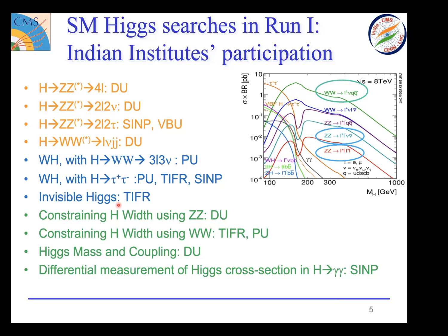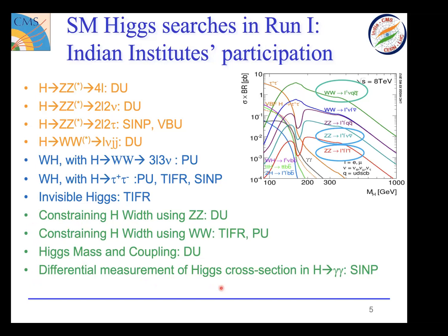And once the Higgs boson was discovered, the properties of the Higgs boson were also studied. For example, constraining the Higgs boson width using the ZZ and the WW channel, combination to give the Higgs mass and the coupling, etc. And also a very interesting one, the differential measurement of the Higgs cross-section with the luminosity, which I already mentioned. So this slide basically tries to summarize the institute's contribution to various aspects.